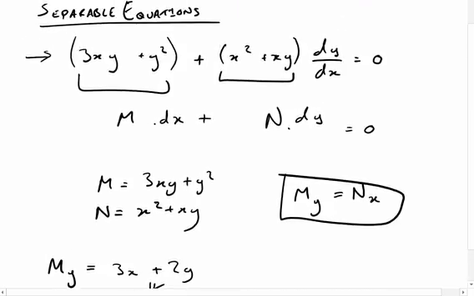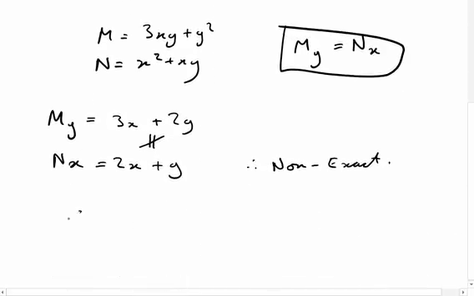So we can't just do what we were doing in the last video when it was exact. If we show it's exact, then we say, suppose that some function exists such that its derivative with respect to x is equal to M, and the derivative of that function with respect to y is equal to N. We can't do that because they're non-exact.